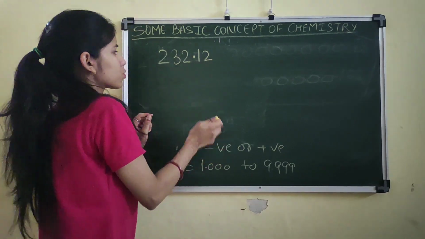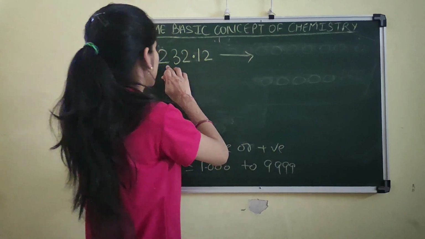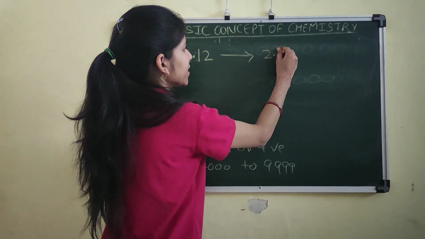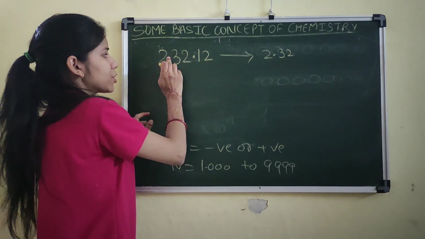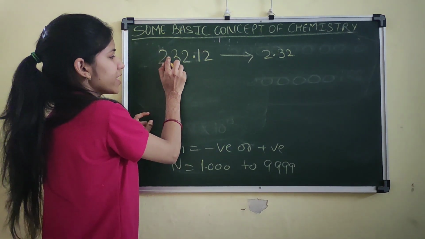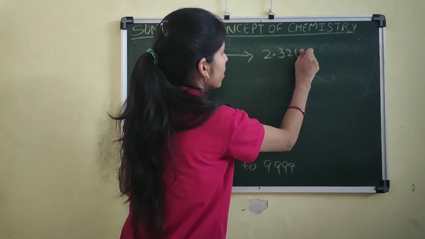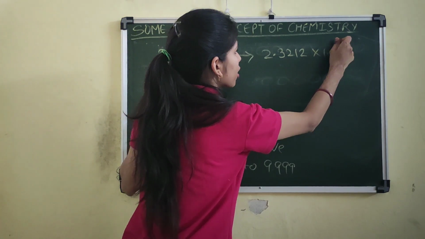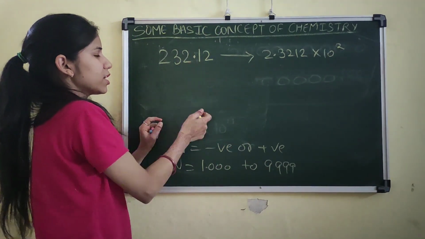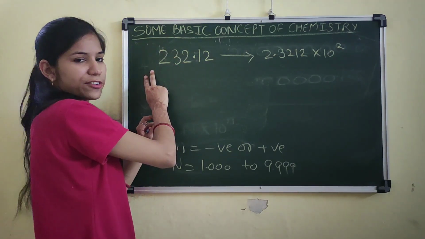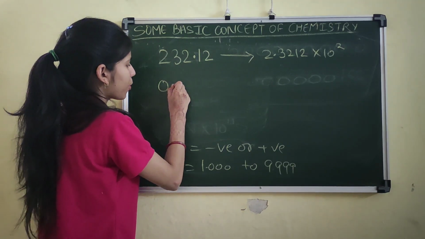232.12 is a very large number. How do we write it? It will be 2.3212 into 10 to the power 2. Here n will be 2 because the decimal shifts 2 places to the left.